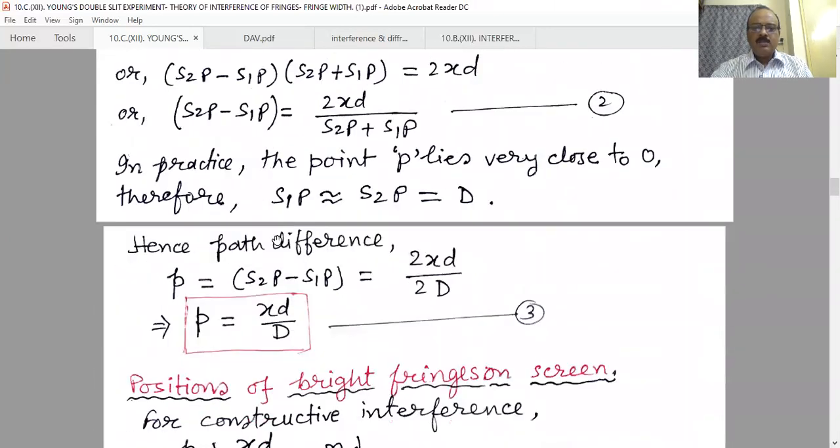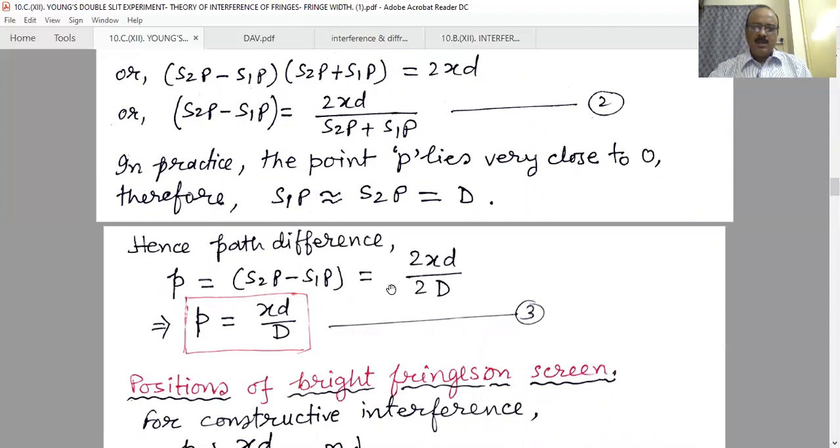So in this equation, if we place S2P as D and S1P as D, then here we cannot put this value in the numerator factor. Therefore, that equation will be meaningless and insignificant. We cannot put D minus D, that will be zero, and that will have no significance at all. Therefore, when we consider something that should be significant, we put the value of S2P as D and S1P as D in the denominator. Therefore, 2xd divided by 2 capital D.